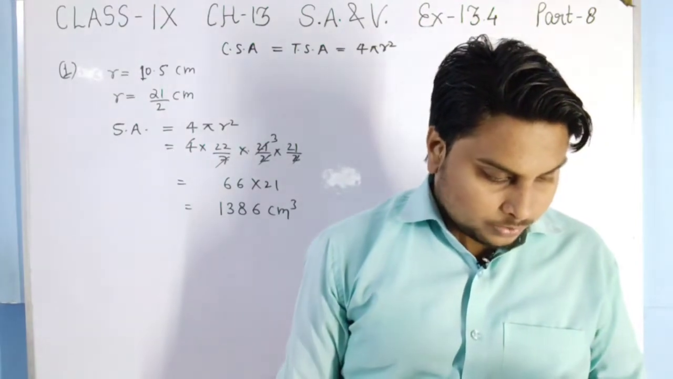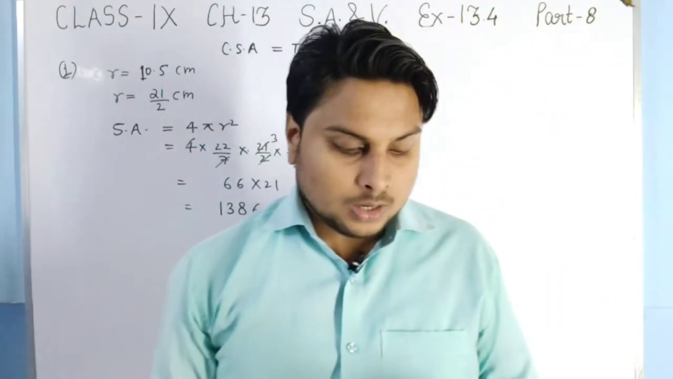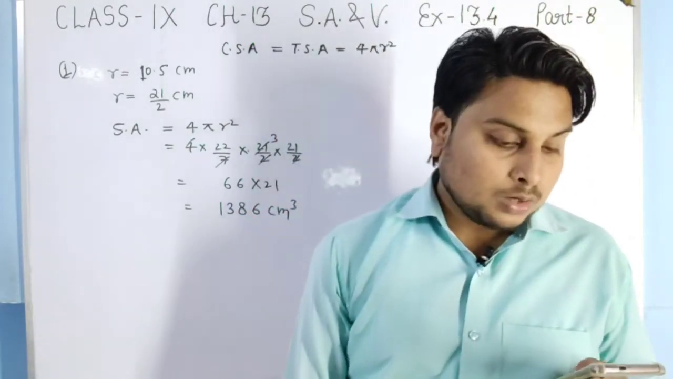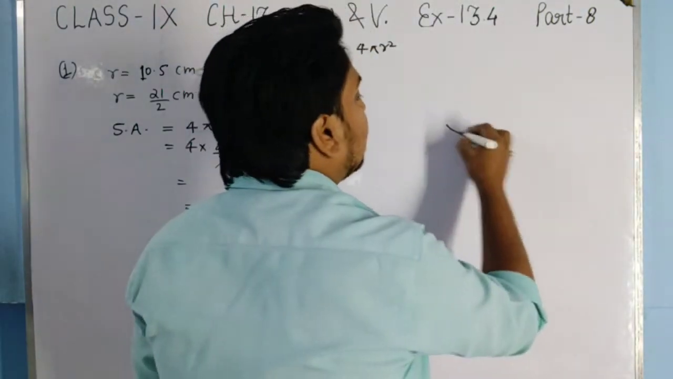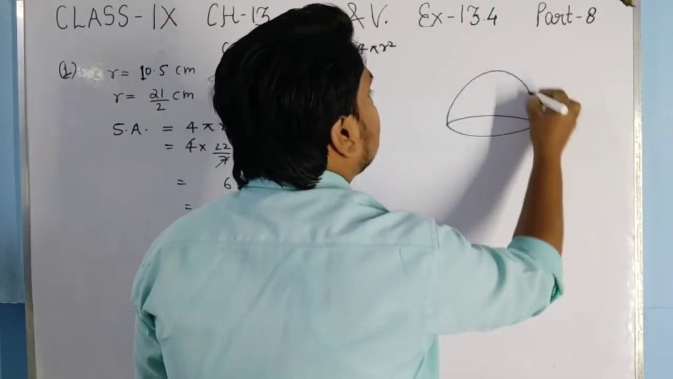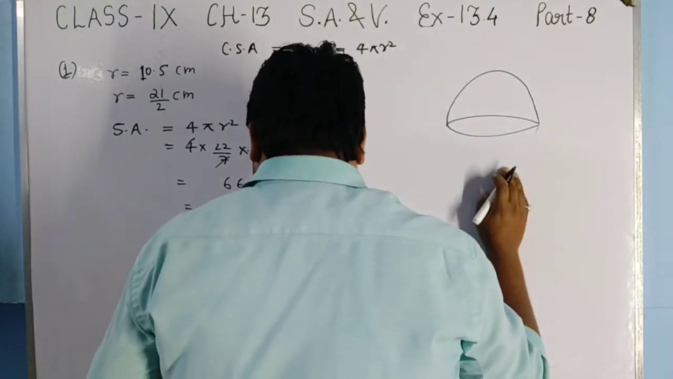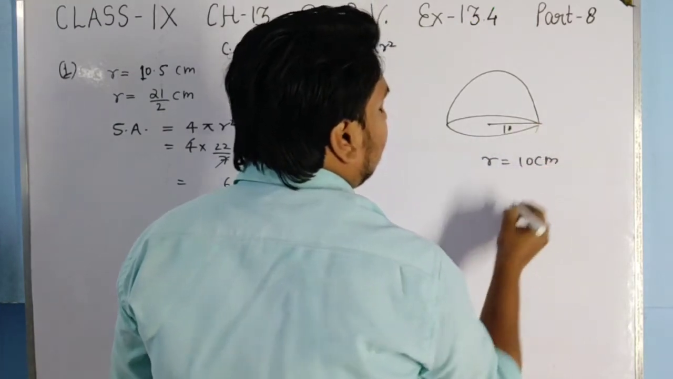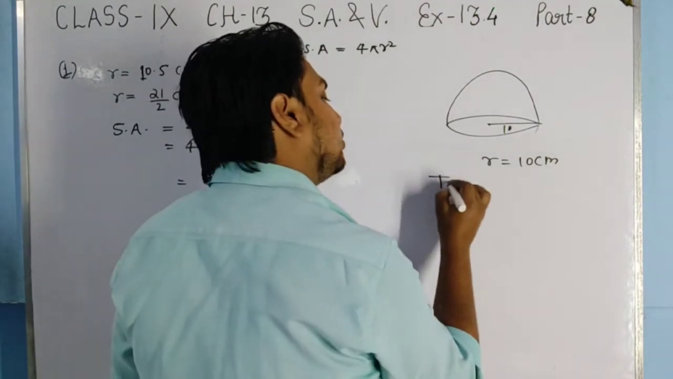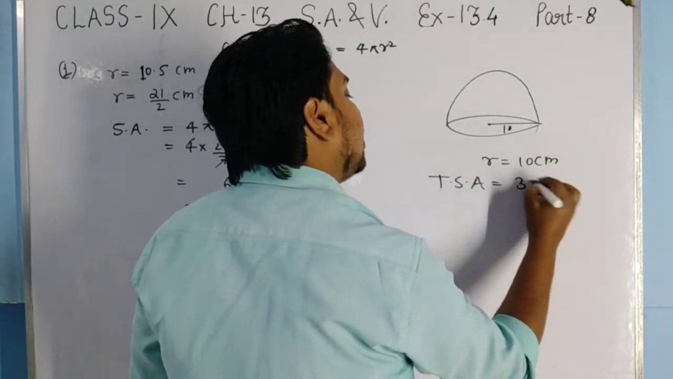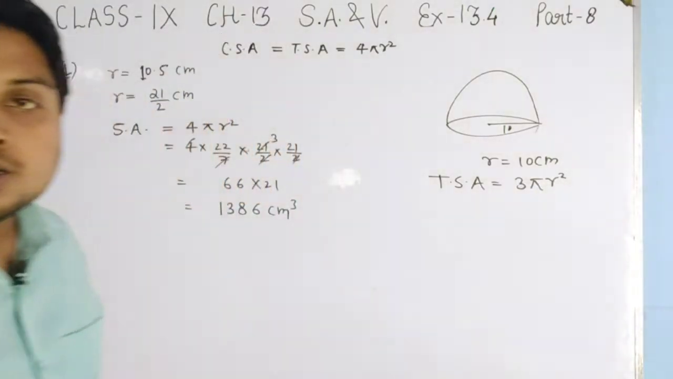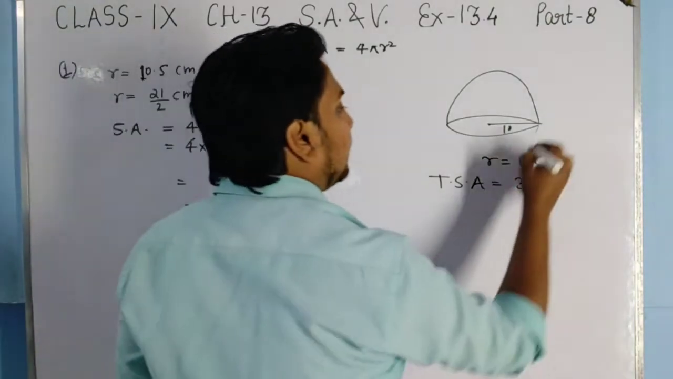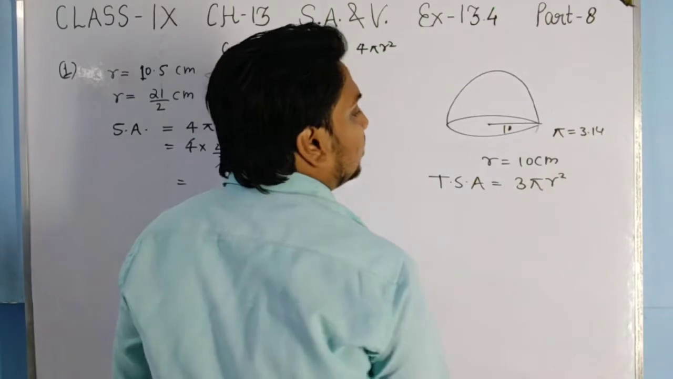Coming to the next question, question number 3: find the total surface area of a hemisphere whose radius is 10 centimeter. I have told you the formula of total surface area of hemisphere. See students, hemisphere is like this. Its radius is given 10 centimeter. The formula of total surface area of hemisphere is 3 pi r square. And it is said in the question to put the value of pi as 3.14.